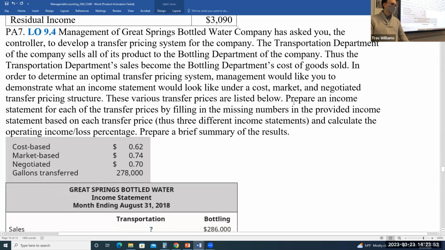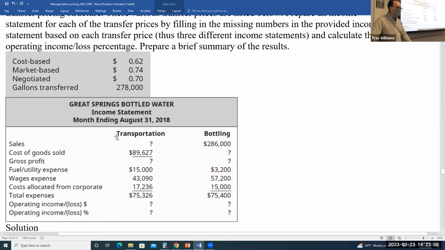7 has 3 parts. This is a transfer pricing situation. And we have a transportation department transferring to a bottling department. There are 3 potential prices. A cost-based price, which, as you probably recall, is based on just the variable costs. There's a market-based price, which is the highest option, and then a negotiated price in the middle. So we're just going to calculate income statements using all 3 scenarios and based on 278,000 gallons of material transferring from the transportation to the bottling departments.